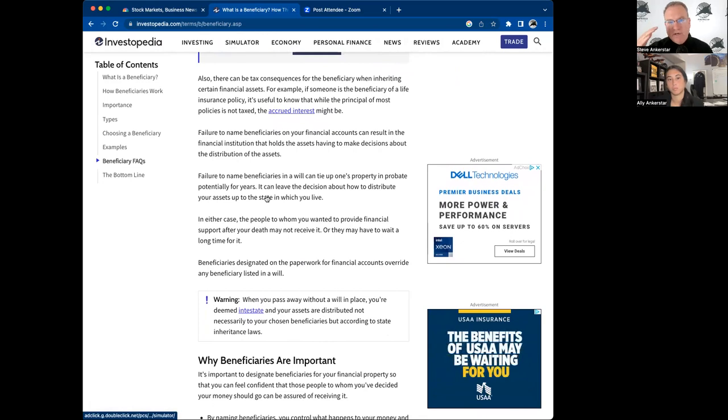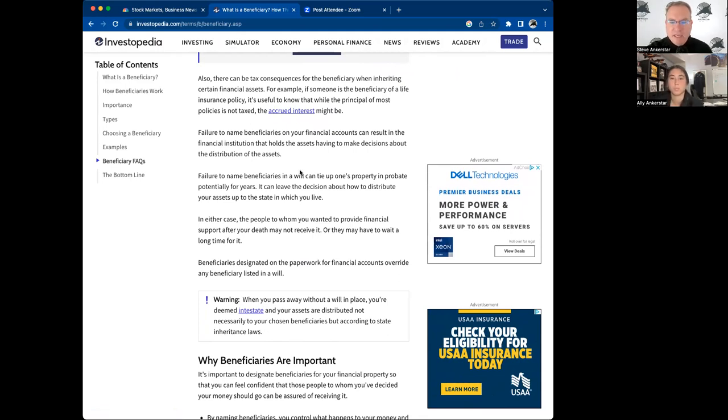Obviously, if there's some contention there, or all the paperwork isn't in order, or there's no beneficiary on the account or something like that, then it can hang up to where that account is frozen, and it could be frozen for a year or two while everything gets sorted out. So you really want to make sure you have these beneficiaries straight.